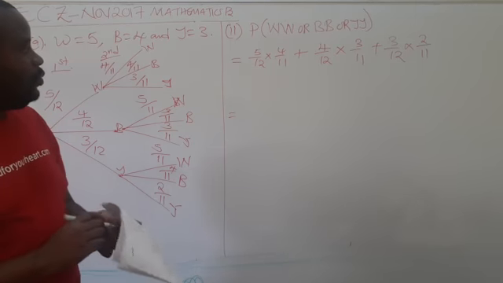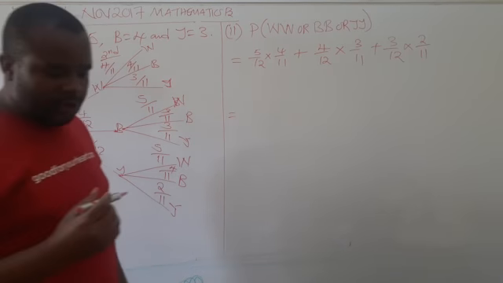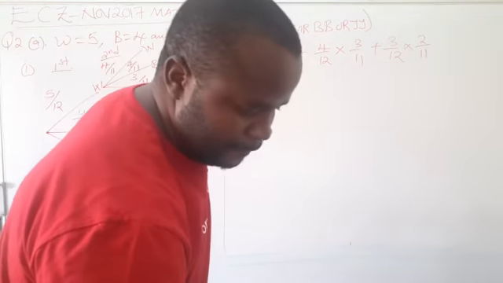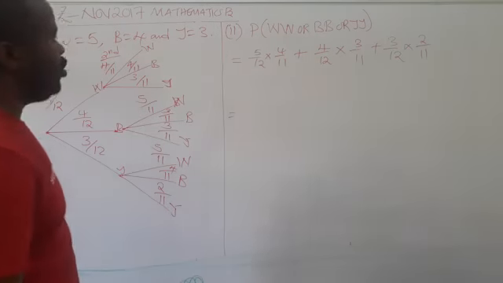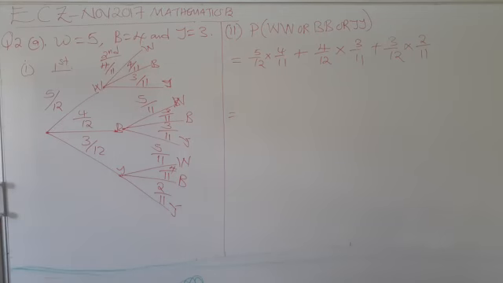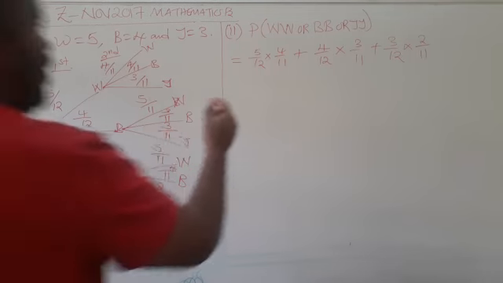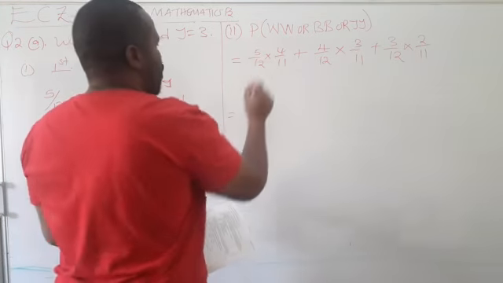Okay? So the next thing that we need to do now is to multiply. So we are going to say 5 by 4, which is 20.